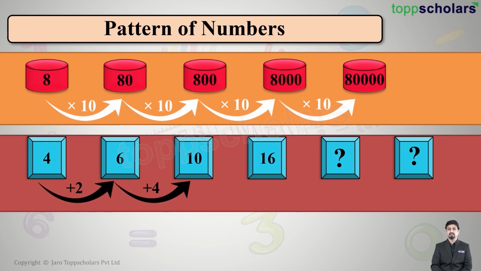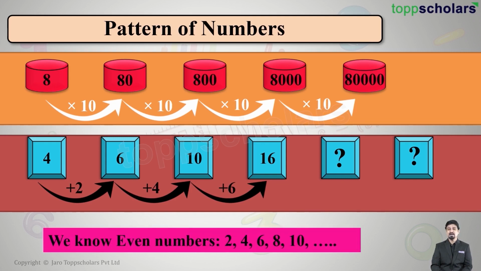16 and 10. 16 minus 10 is 6. That is 10 plus 6 gives 16. Look at these differences. 2, 4, 6. They are even numbers. 2, 4, 6, 8, 10 and so on. Which means we have to keep adding consecutive even numbers. First we added 2, then we added 4, then we added 6. Now to 16 we will add 8.